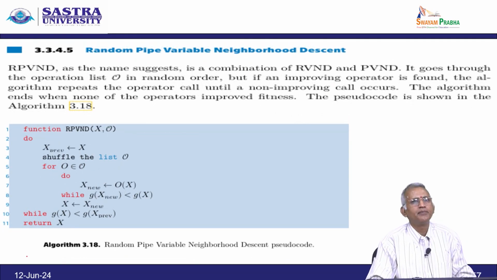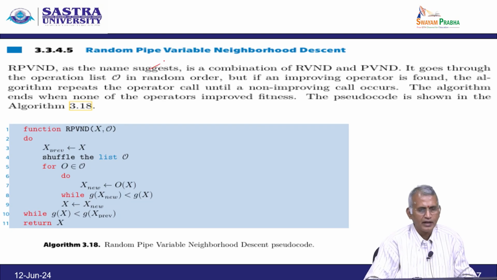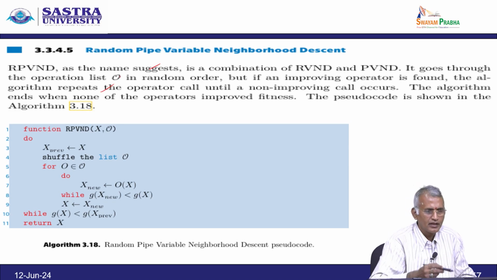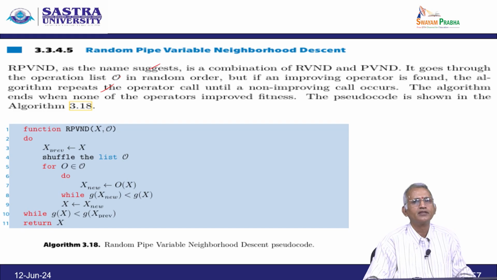Next, the random pipe variable neighbourhood descent, that is RPVND, as the name suggests, is the combination of RVND and PVND. It goes through the operator list O in random order, but if an improving operator is found, the algorithm repeats the operator call until a non-improving call occurs. The algorithm ends when none of the operators improve fitness.